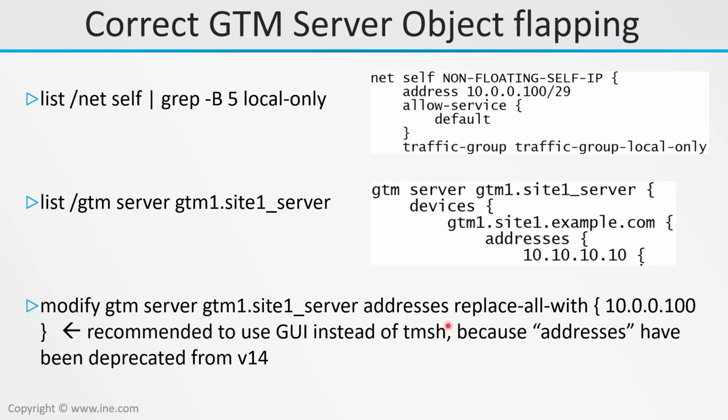But I wanted to show this command because it will work for a lot of common object replacing. When you're trying to replace all items in a current path, you can use replace-all-with, just like this, to do that. Okay, so that's an example to correct the GTM server object flapping, and in this case it was related to an incorrect IP address assigned to the server object.